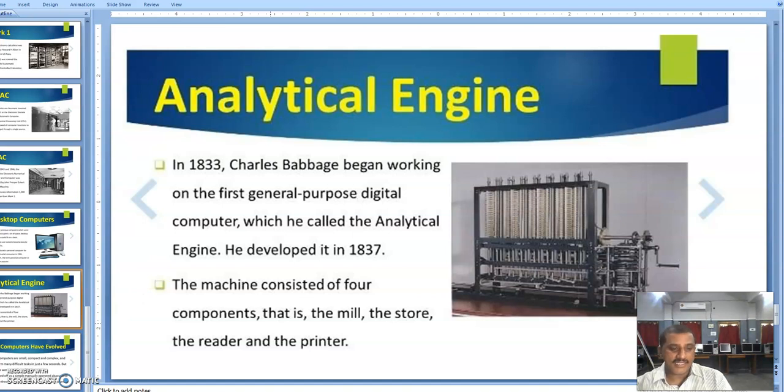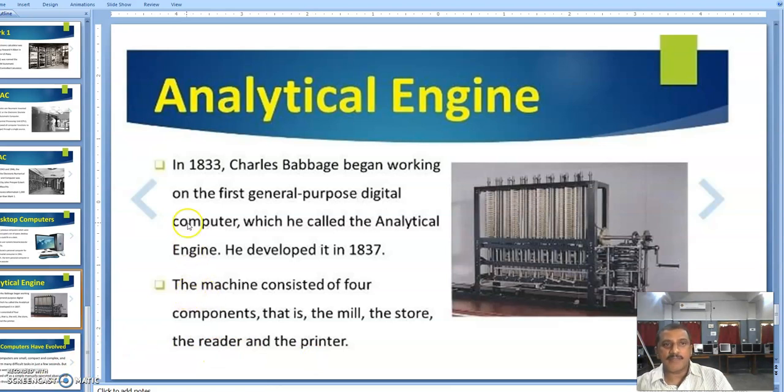This Analytical Engine could even solve complex calculations including multiplication and division. The basic parts of the Analytical Engine resembled the components of a simple computer system. The mill is nothing but the CPU of present computers. The store, that is input and output devices, the reader and the printer are the 4 parts.